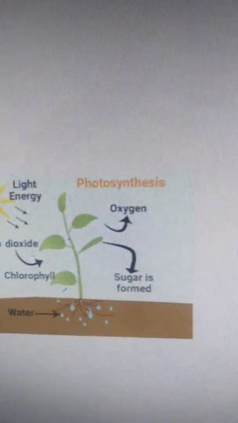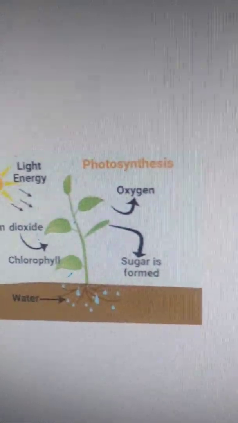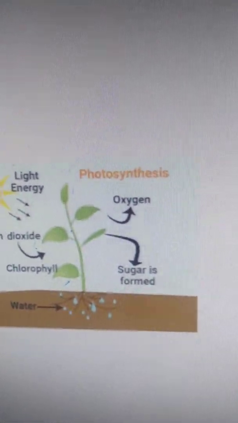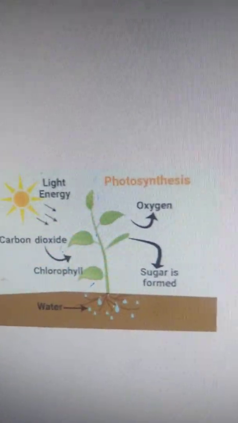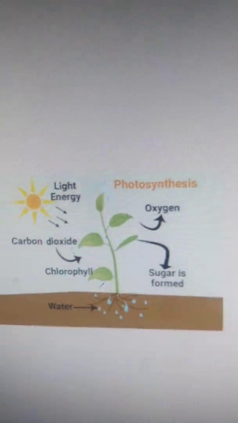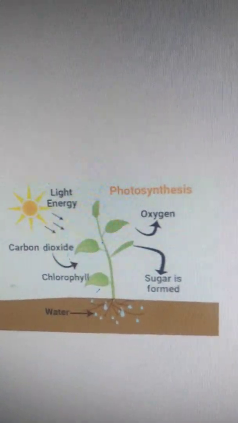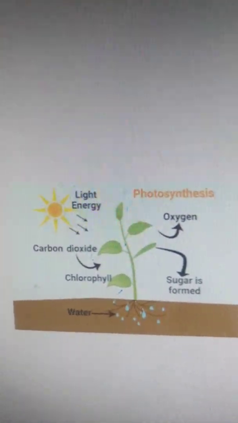The sunlight supplies energy for the food making process called photosynthesis. The sun's energy or solar energy is captured by plant leaves with the help of chlorophyll and converted into chemical energy of food. Thus, solar energy is converted into chemical energy during photosynthesis.